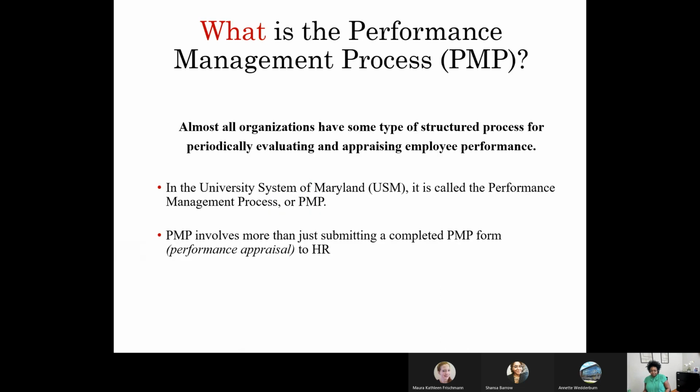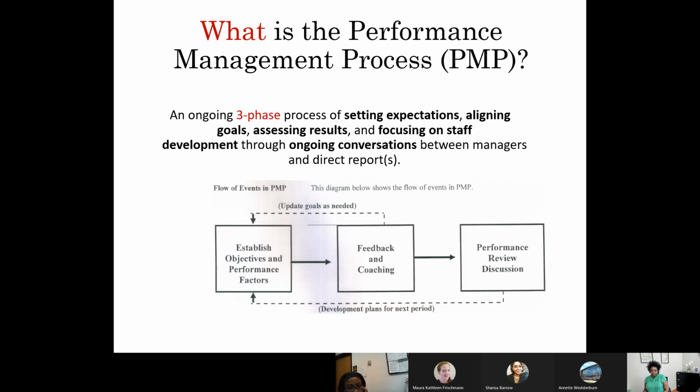Well, you're probably wondering, what is the performance management process anyway? Most organizations have some type of structured process for periodically evaluating and appraising employee performance. At the USM, it's called the PMP, the performance management process. That involves more than just completing the form that HR requires you to submit by the end of April. It's more than completing the form.